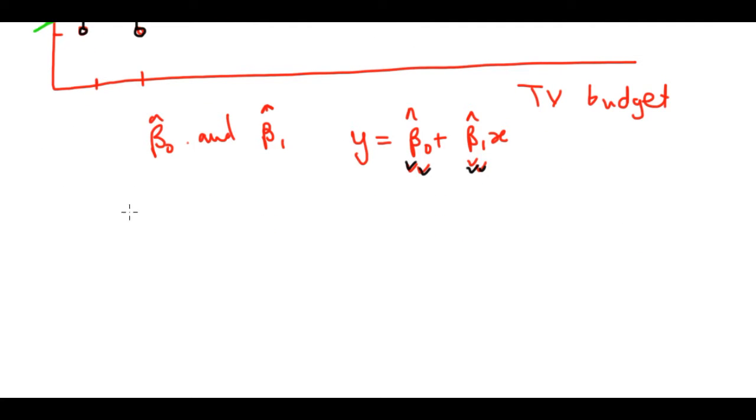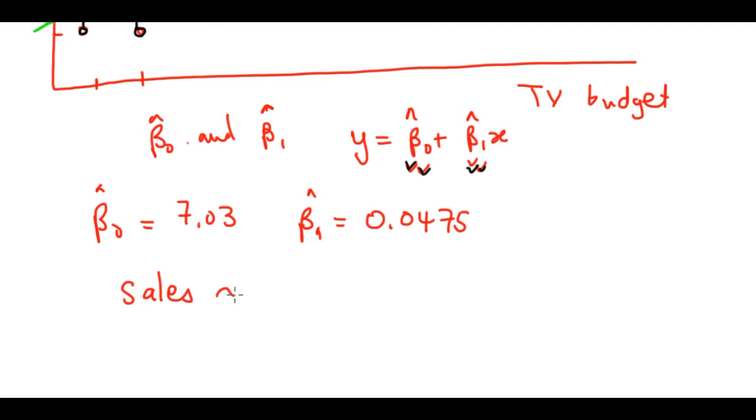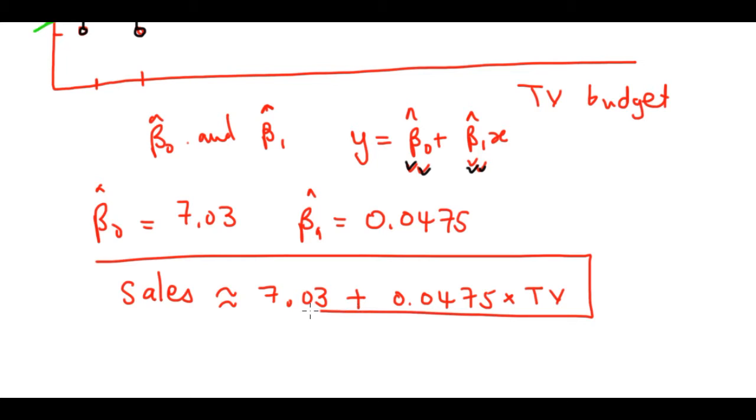So in our advertising data, our beta naught is going to be equal to 7.03, and our beta 1 is going to be equal to 0.0475. So our equation can be written as sales can be approximated by 7.03 for beta naught plus 0.0475 for beta 1 times TV budget. So this is our equation. And in R, these are spat out. R does the heavy lifting of calculating those means and everything. And then it just spits out that beta 1 is this, beta naught is that. And you put that in the equation.